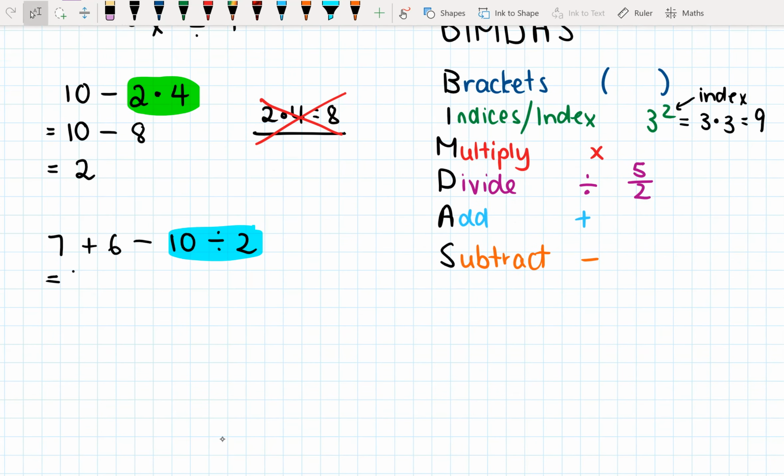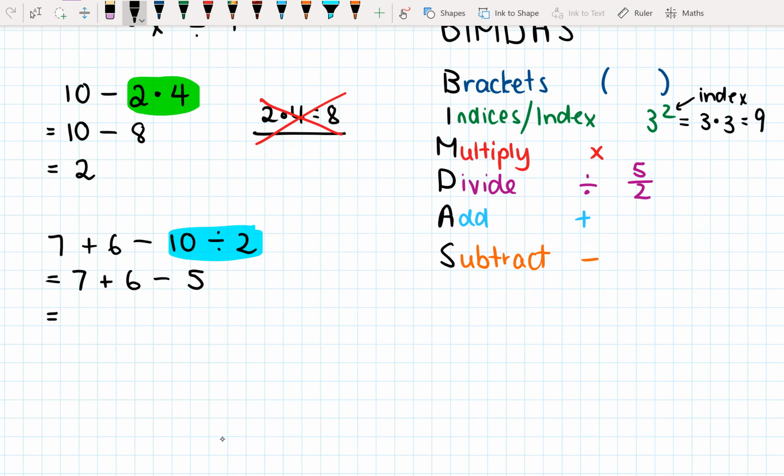The 7 plus 6 is going to stay as it is, 7 plus 6. Okay, we can't do anything else with that right now. Then the 10 divided by 2 we're going to replace on the next line with what the value of 10 divided by 2 is. And 10 divided by 2, you know, is 5. So it replaces 10 divided by 2. Okay, then on the next line, now we can look at the rest of BIMDAS.